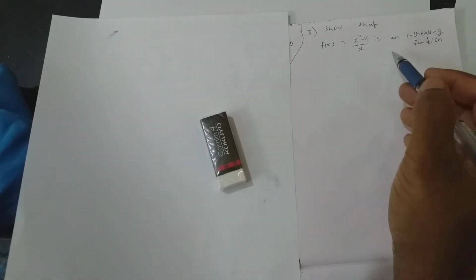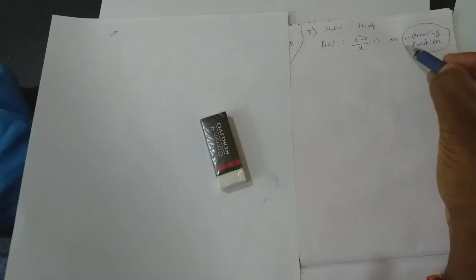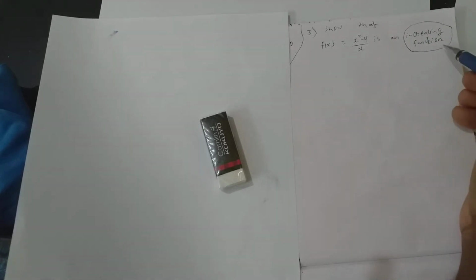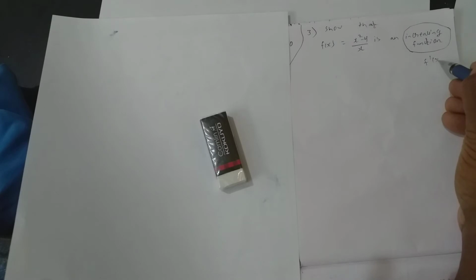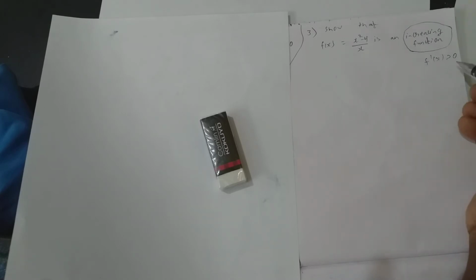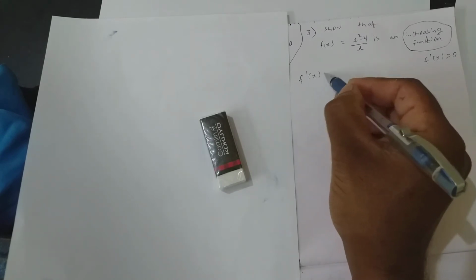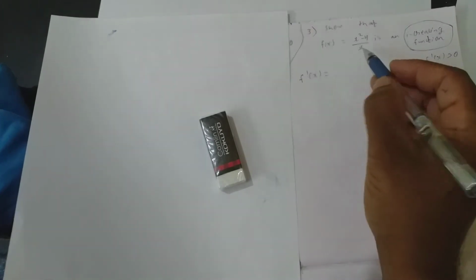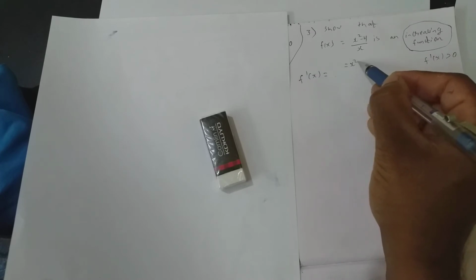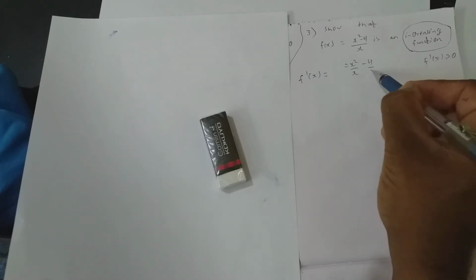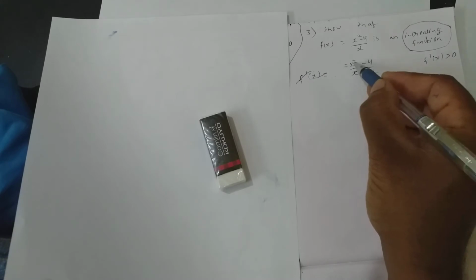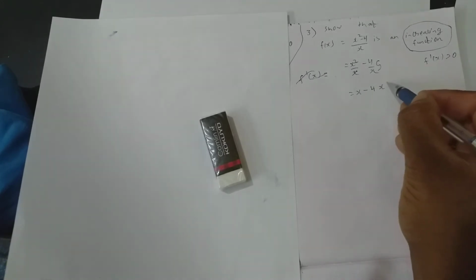Now look at next sum. Show that f of x equal to x square minus 4 by x is an increasing function. I need to show it's an increasing function. For me to show it's increasing, my f dash x should be greater than 0. To find out whether it is greater than or less than, first I need to find f dash x. Directly I cannot find f dash x. First I need to split this. It becomes x square by x minus 4 by x. So it becomes x minus, take this 4 up, x power minus 1.